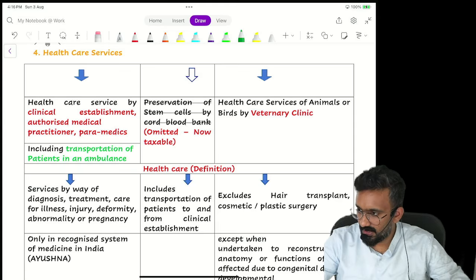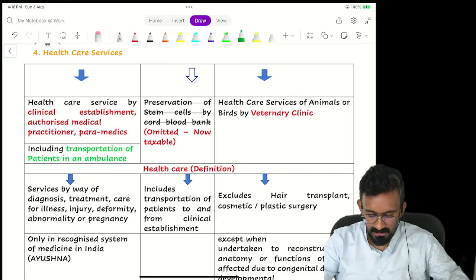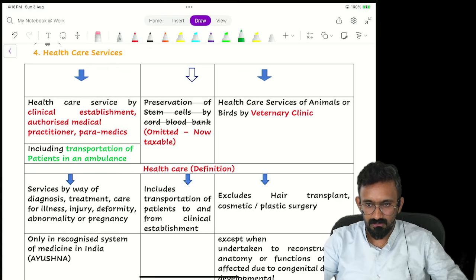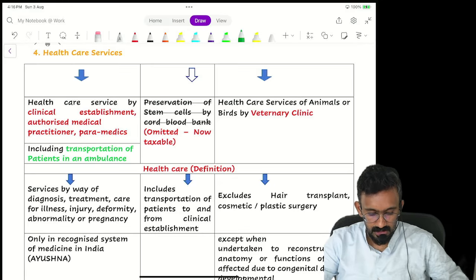First, I will read the exemption. Leave that "including" part, first one alone. The one in black and red. Exemption number 1: Healthcare services by clinical establishment, authorized medical practitioner, paramedics are exempt.